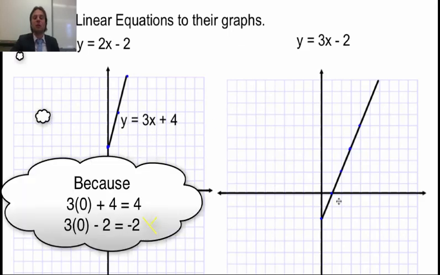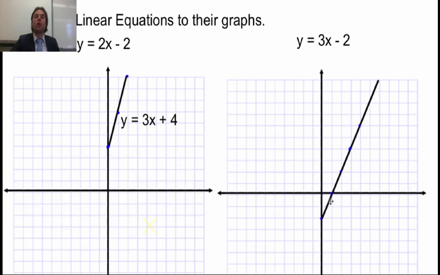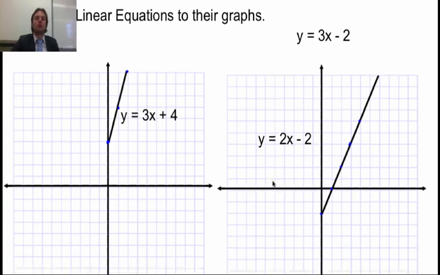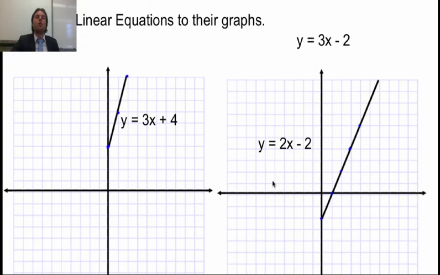Now my next one here, we take a look at it. Every time I go over 1, I go up 2. So my x increases by 1, y will increase by 2. So I must multiply my x by 2 to make my y. So it's going to have to be this one. And we start at -2, so that's going to match with this one here. And that is how we match linear equations to graphs, and that's how the equation relates to a graph.